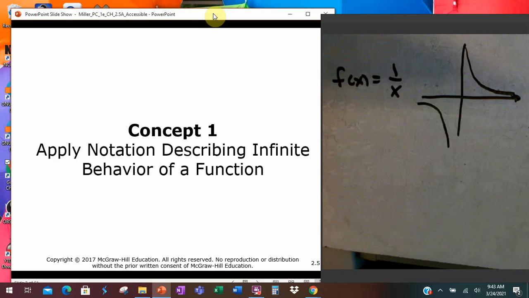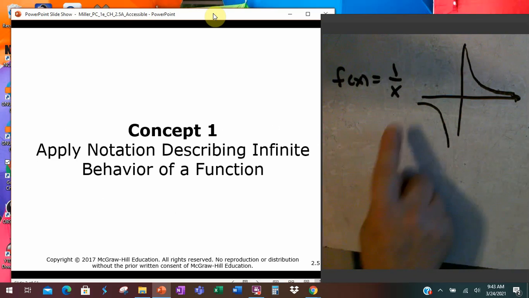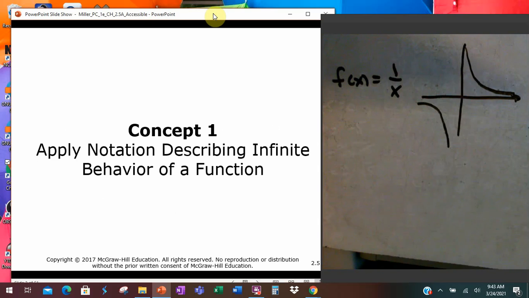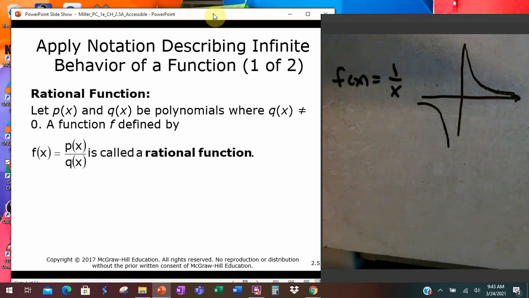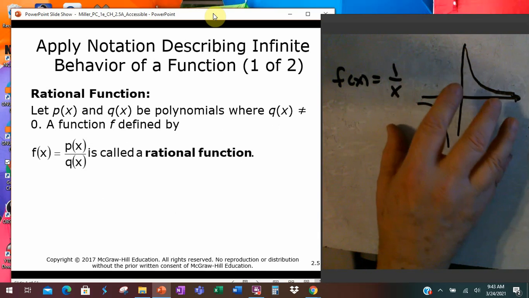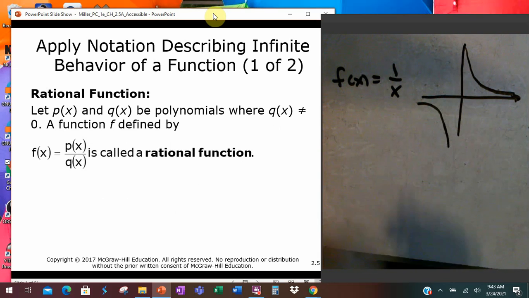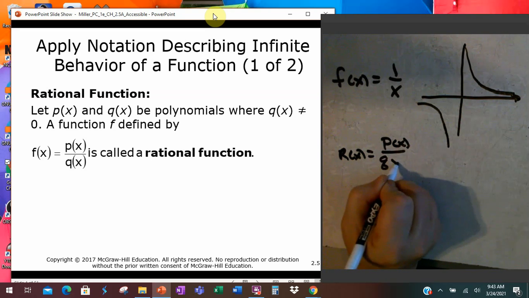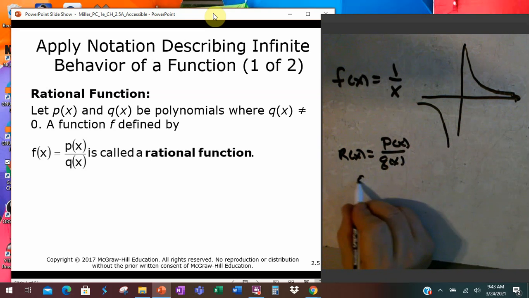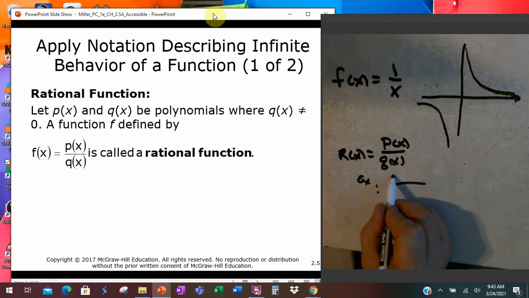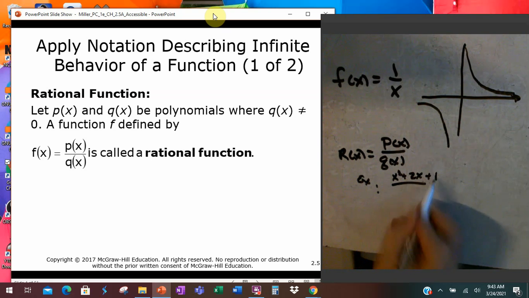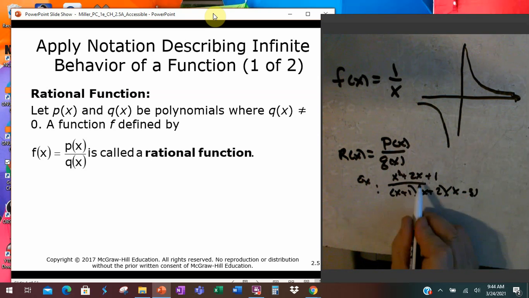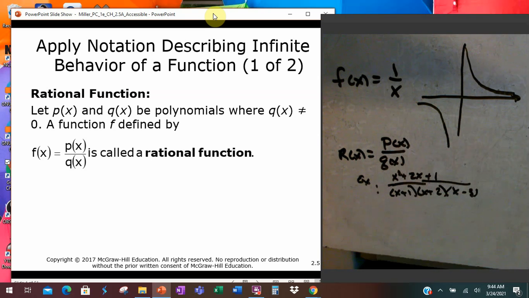Apply notation describing infinite behavior of a function. So when it goes infinite, plus infinity to negative infinity. In general, we're going to use this as a model, where we have a full rational function with two polynomials. Let's say, for example, and I'll do a simple one, x squared plus 2x plus 1, over x plus 1, x plus 2, x minus 3. If I multiply it out, it's a polynomial.